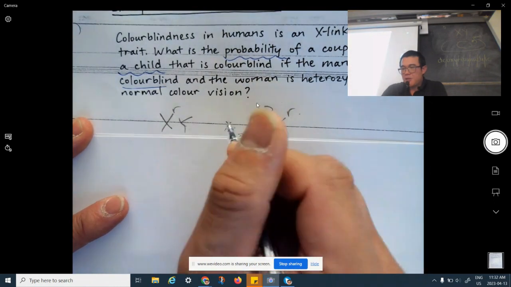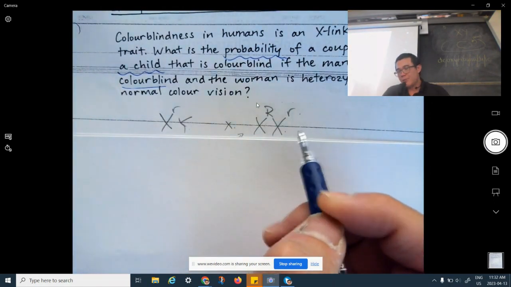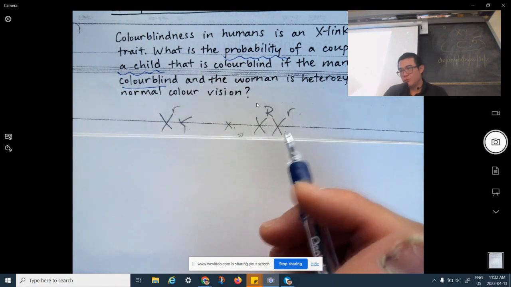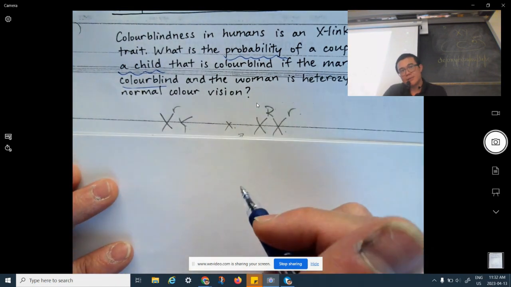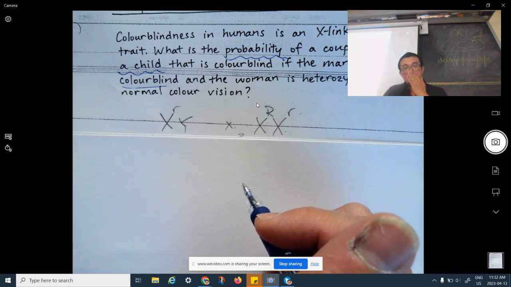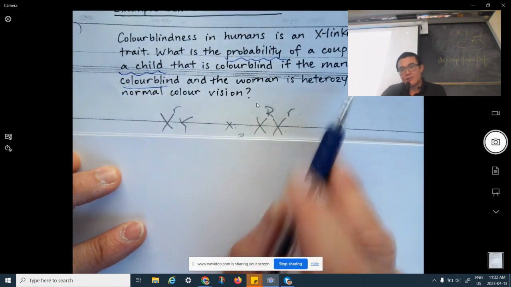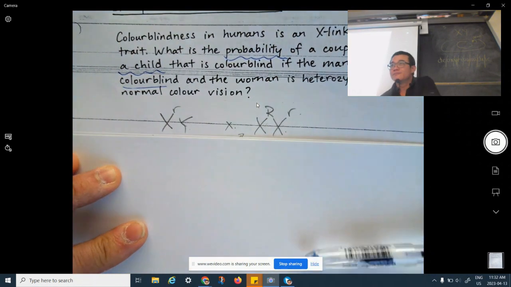Always write out, especially on these conditions where there is an established way to show, make sure you write them out. Yes. For the woman, could we have two uppercase R's? Here it says it's heterozygous. Oh, okay, I didn't know that. No problem.